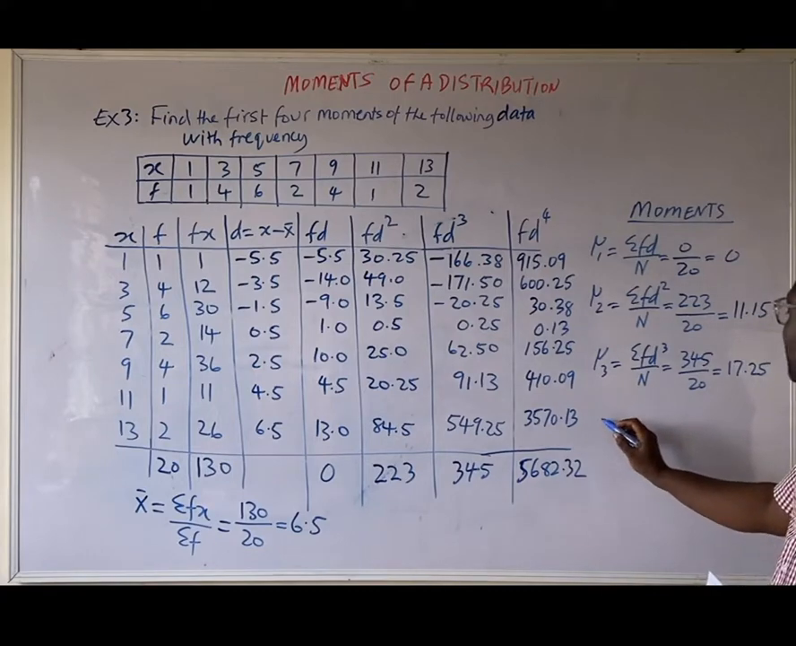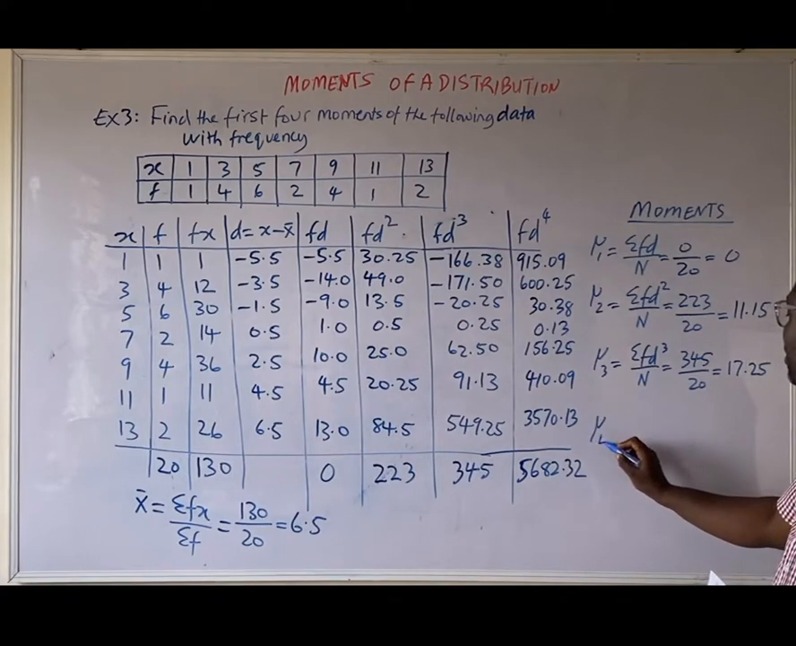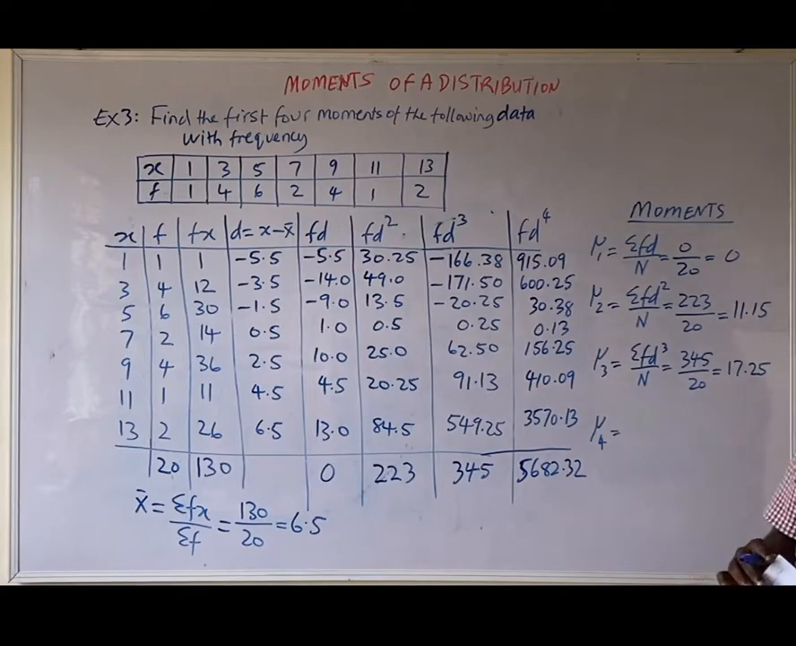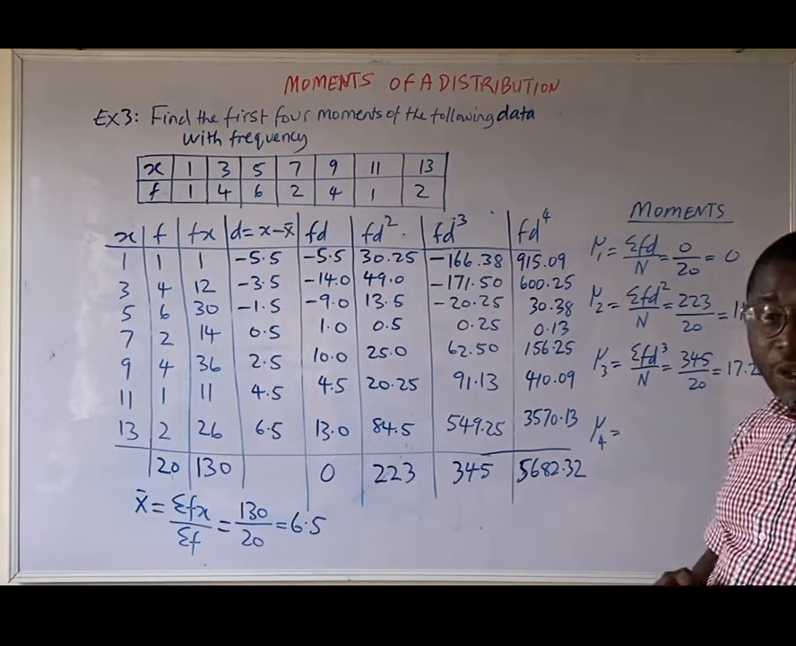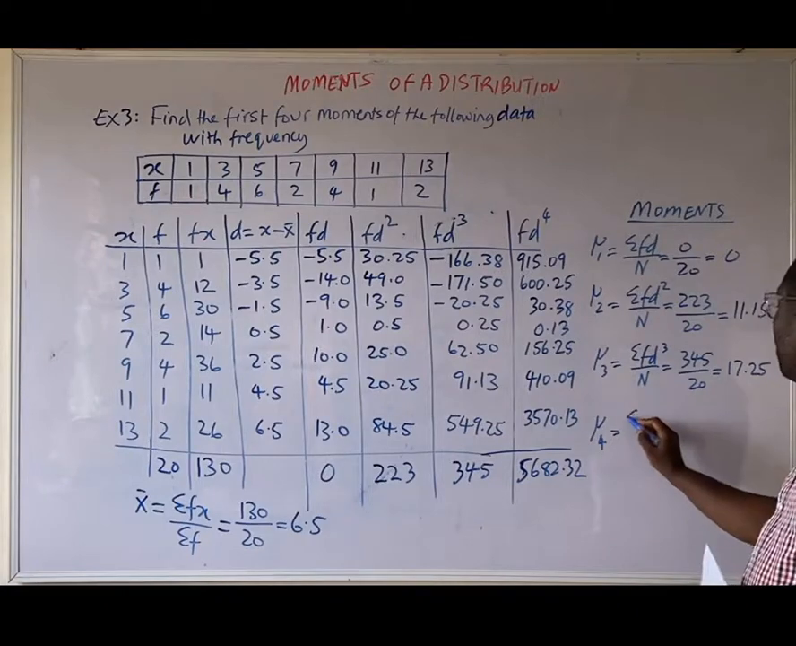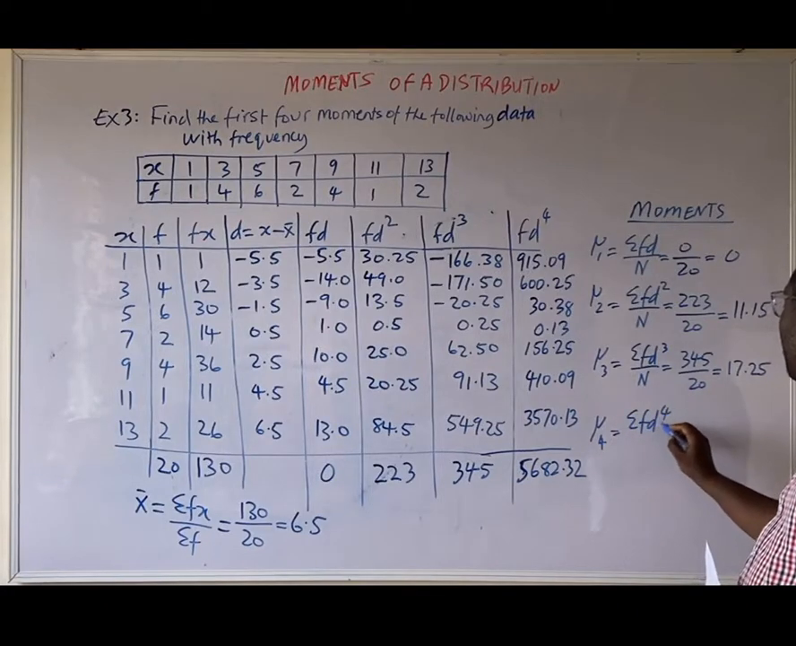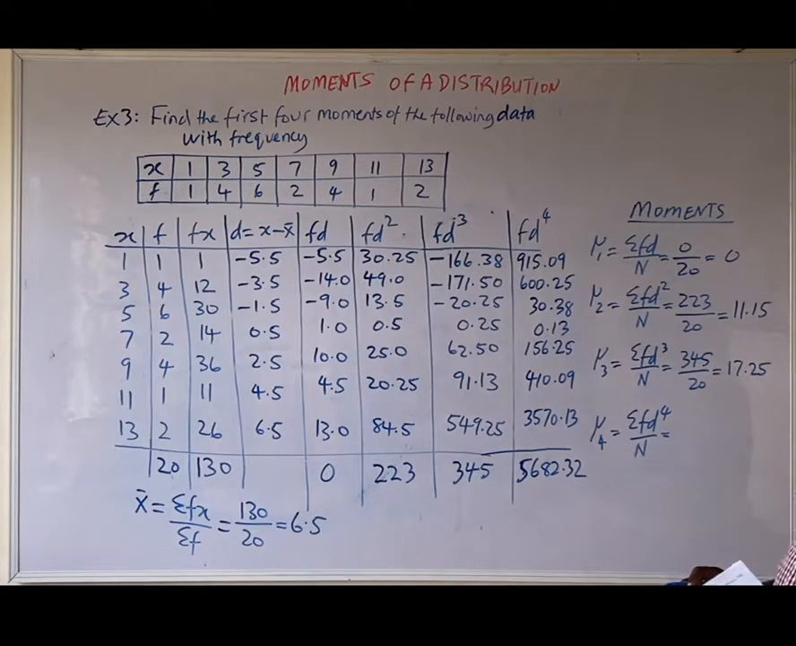The next moment, the 4th moment, is summation FD raised to power 4 all over N. And what's that giving us? Our value here is 5,682.32 all over 20. And what's our answer? The answer is 284.12.